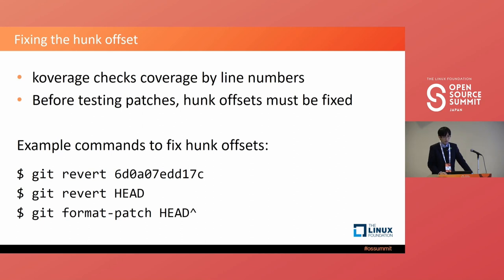Using the coverage command for this purpose requires a trick. Because the coverage command is based on line numbers, we need to fix the hunk offset of the patch. This can be done by reverting the patch twice, like this.